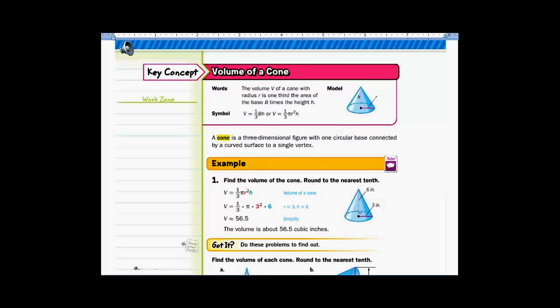Okay, chapter 8, lesson 2. This lesson talks about volume of a cone. So in 8.1, we talked about the volume of a cylinder, and a cylinder and a cone are related.